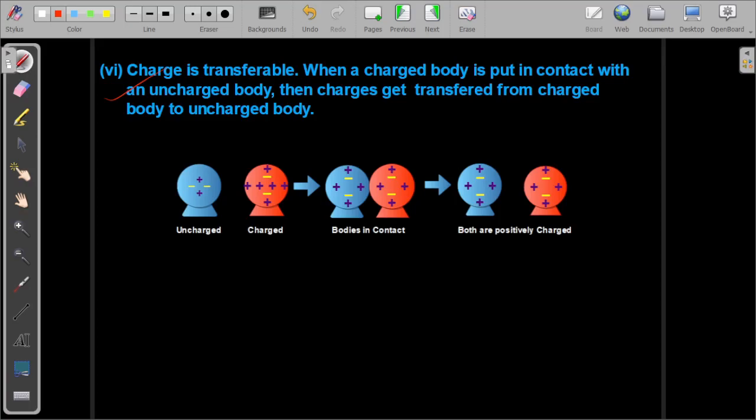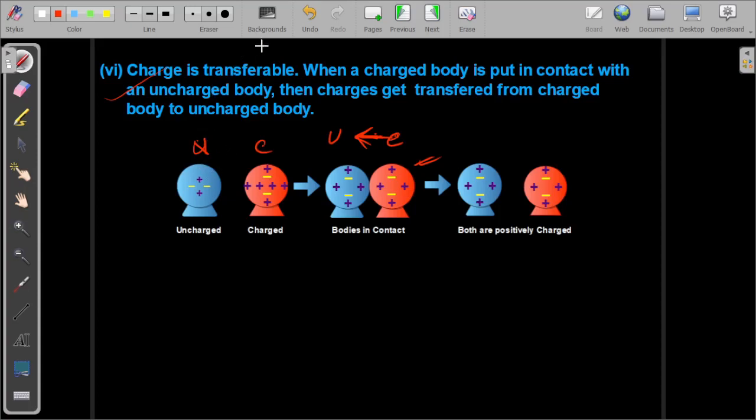Charge is transferable. When a charged body is put in contact with an uncharged body, then charges get transferred from the charged body to the uncharged body. Look at this: suppose this is an uncharged body and this is a charged body, and they are put together in contact. Then charges will flow from the charged body to the uncharged body until they are distributed uniformly on both bodies.